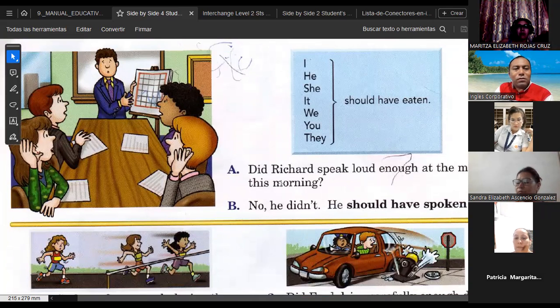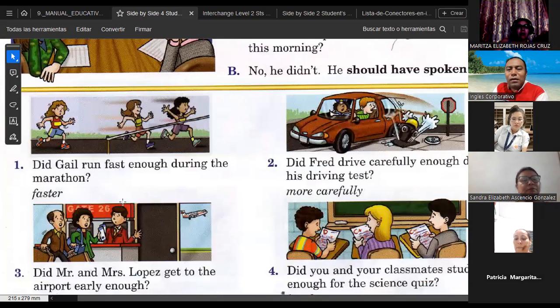Now look at these other examples. So you're going to help me to read the questions. In the number one, Juan David, no sé si me quiere ayudar. Yes, teacher, I am a part of the class. Okay, that's nice. Did Gale run fast enough during the marathon? Okay, excellent, very good. So, entonces, ¿Gale corrió lo suficientemente rápido durante el maratón?